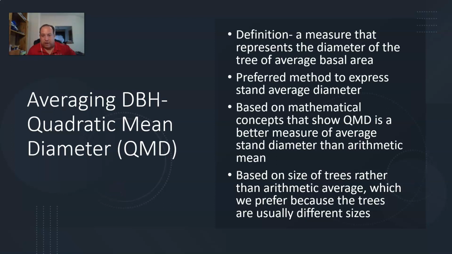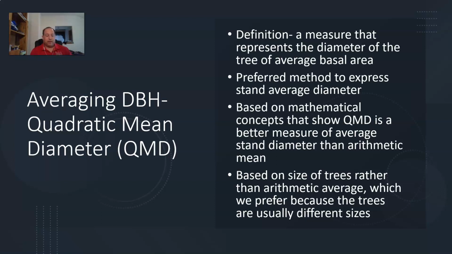If we're going to start looking at all of these things together, what we found is that there's a measure called quadratic mean diameter, which represents the average of these DBHs better than if we just took an arithmetic average of the DBH. When we say the term quadratic mean diameter, what we're actually saying is that it's a measure that represents the diameter of the tree of average basal area.